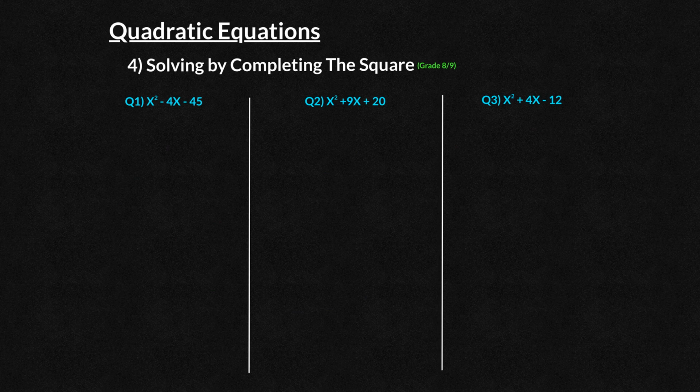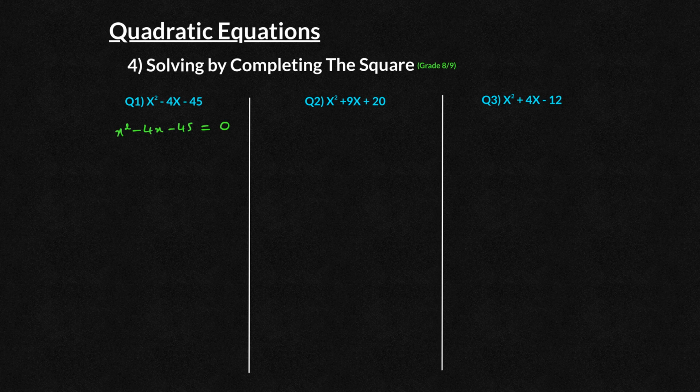Okay, and now we're going to look at how to solve by completing the square. So as it says here, this is a grade 8 to grade 9 topic. So if we look at question 1, we've got x squared minus 4x minus 45. And now we need to solve, which is find the solution, but this time by completing the square. So if we look at this, we've got x squared minus 4x minus 45 equals 0.